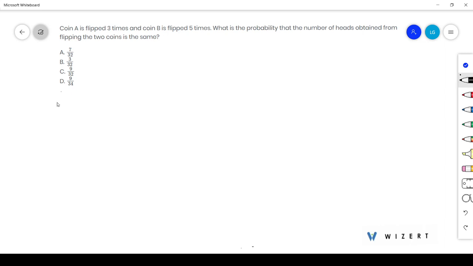Here we have given that coin A is flipped 3 times, okay, and coin B is flipped 5 times.